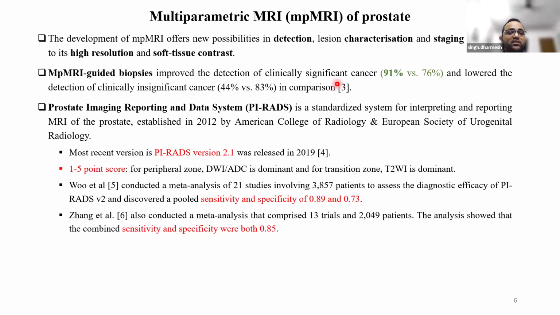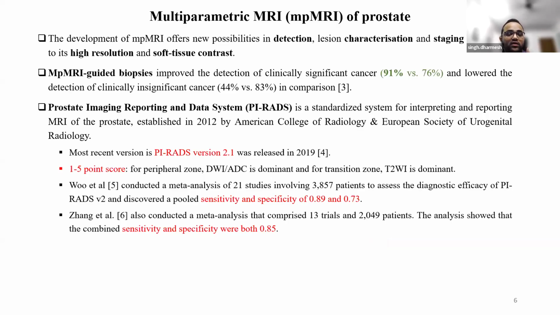When we compare MPMRI-guided biopsies with conventional biopsies, the detection rate of clinically significant cancer improved to 91%, as compared to 76%, and it also reduced the detection of clinically insignificant cancer from 83% to 44%. This means MPMRI not only finds the right cancers but also helps to avoid overdiagnosis, okay, which is a major problem in prostate cancer diagnosis.